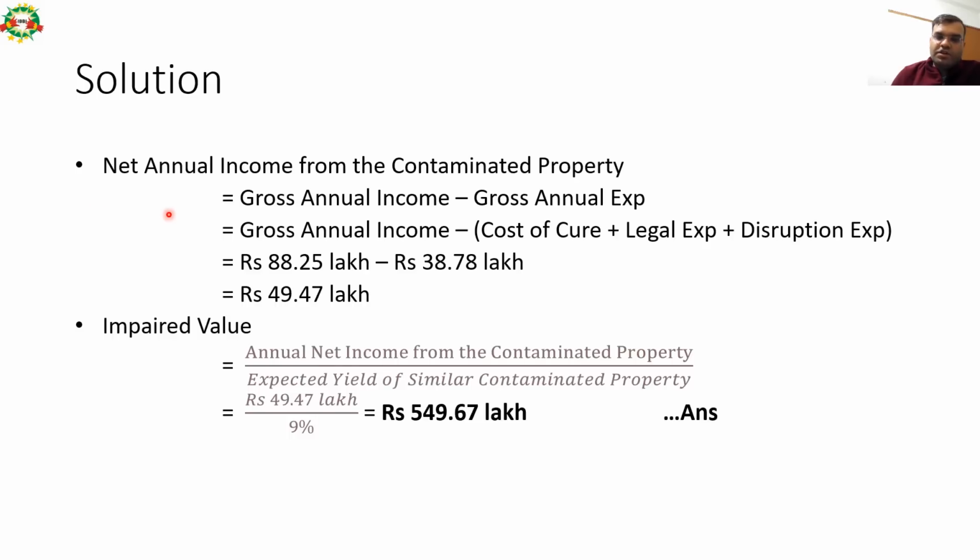Net annual income: since gross income and annual expenses have been given, if we deduct annual expenses from gross annual income, we will get the net annual income from the contaminated property. It is equal to 88.25 lakh minus 38.78 lakh, which is 49.47 lakh, the net annual income. Then impaired value is equal to net annual income divided by the effective yield, which is given in the question. So 49.47 divided by 9% is equal to 549.67 lakh, the impaired value of the contaminated property.